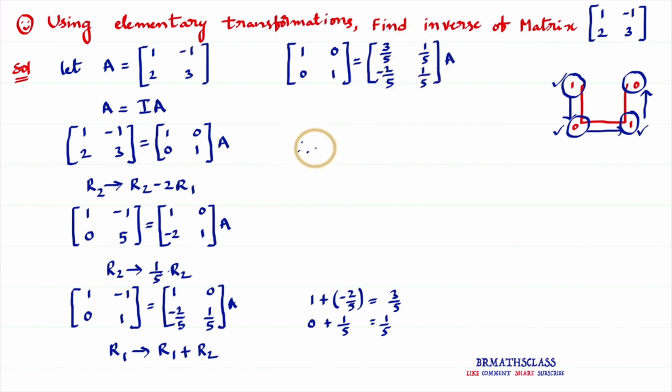So what is the conclusion? Therefore, I can write A inverse. What is A inverse? A inverse is 3 by 5, 1 by 5, minus 2 by 5, 1 by 5. I hope you understand this class.